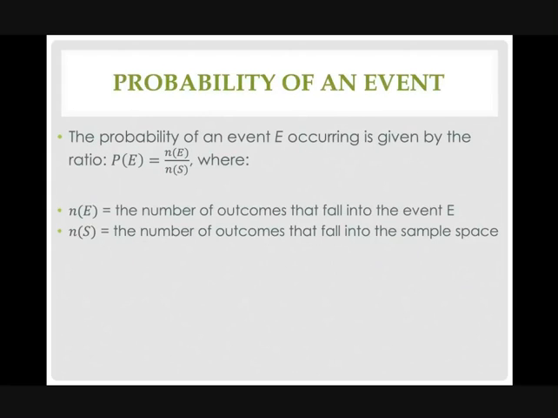The probability of an event. The probability of an event E occurring is given by the ratio: the probability of E is equal to N(E) divided by N(S), where N(E) is the number of outcomes that fall into the event E, and N(S) is the number of outcomes that fall into the sample space.